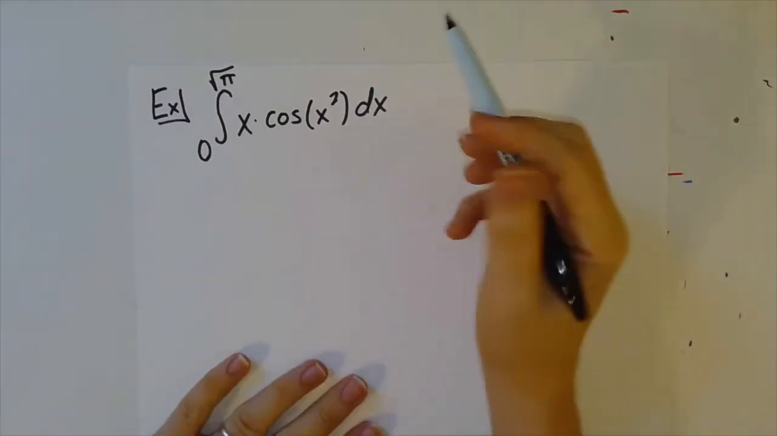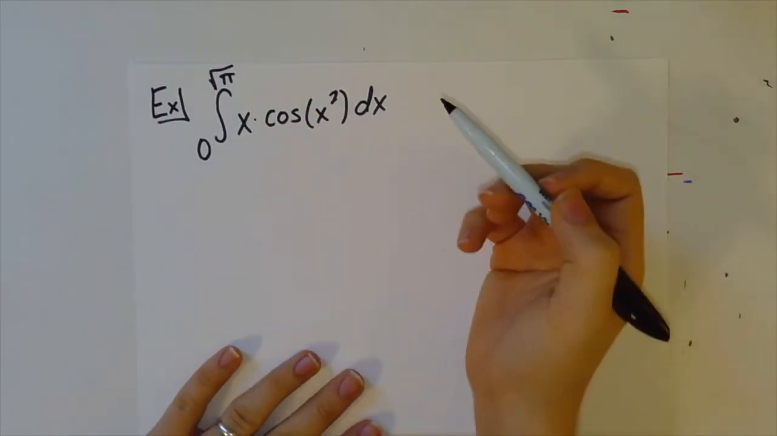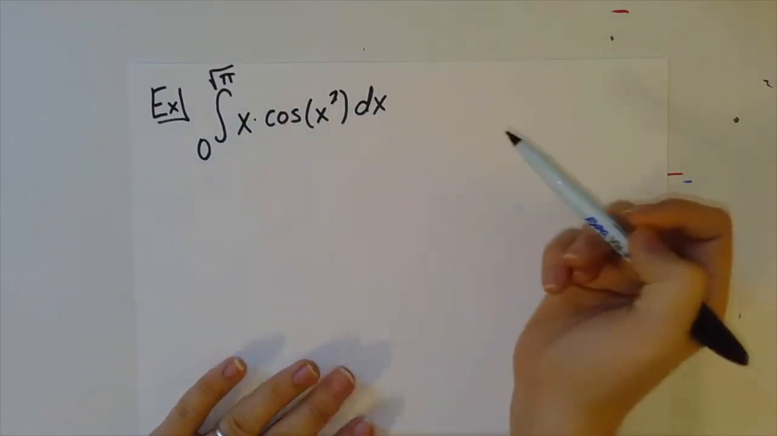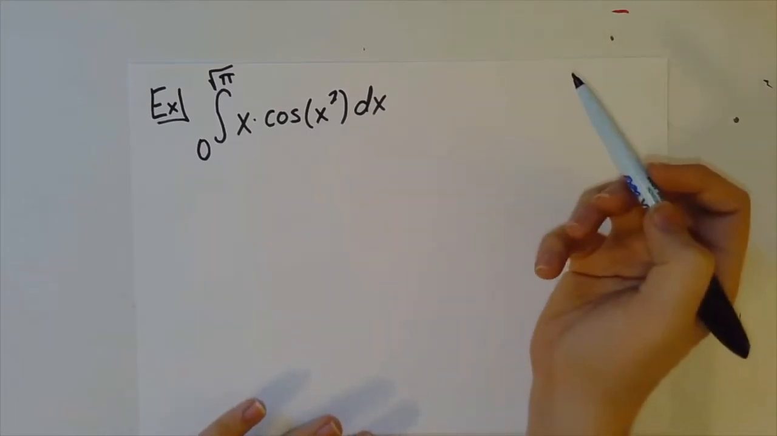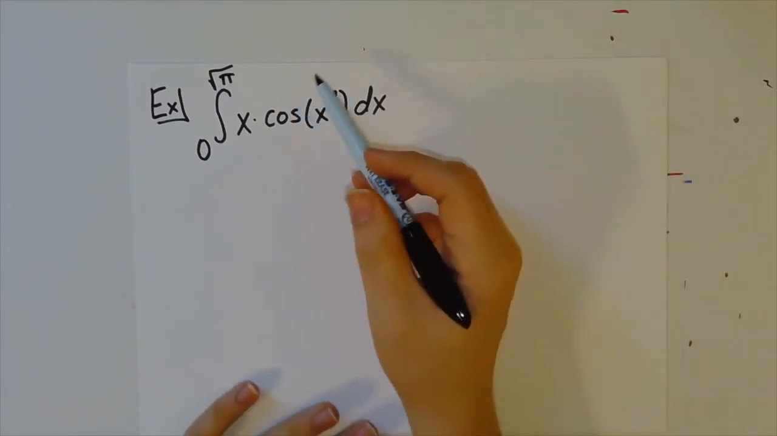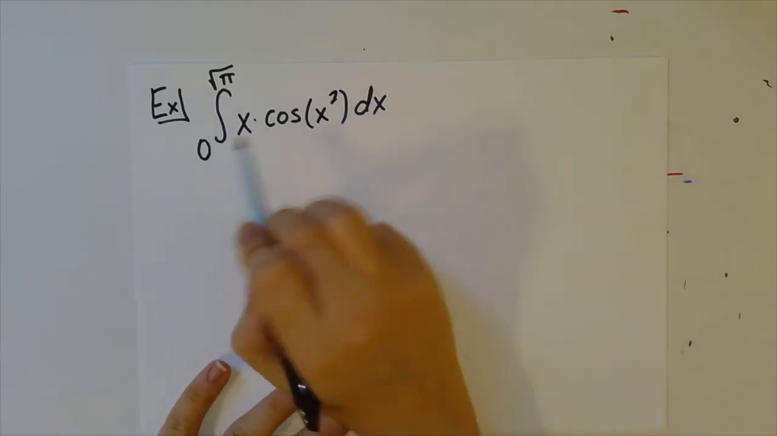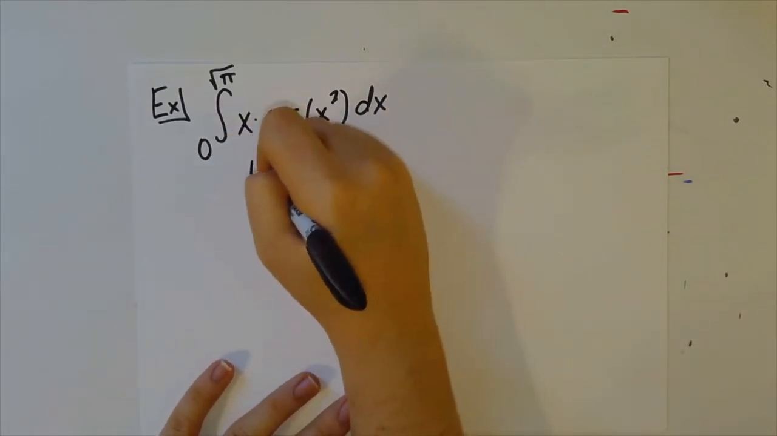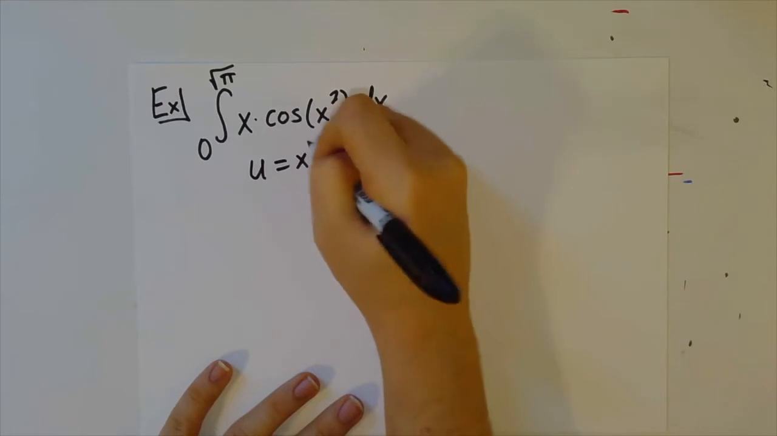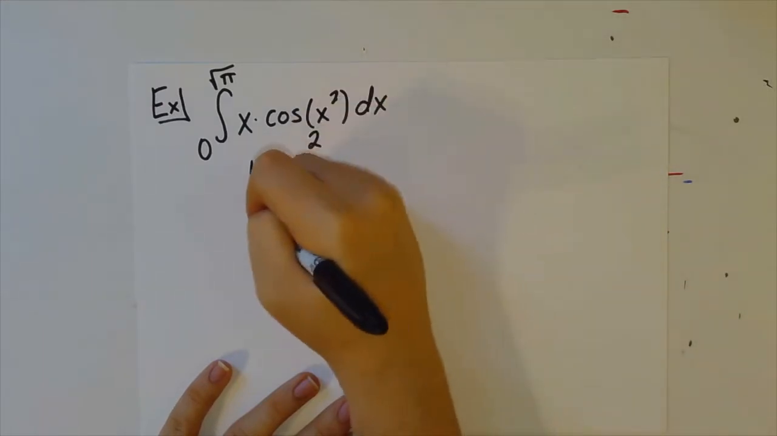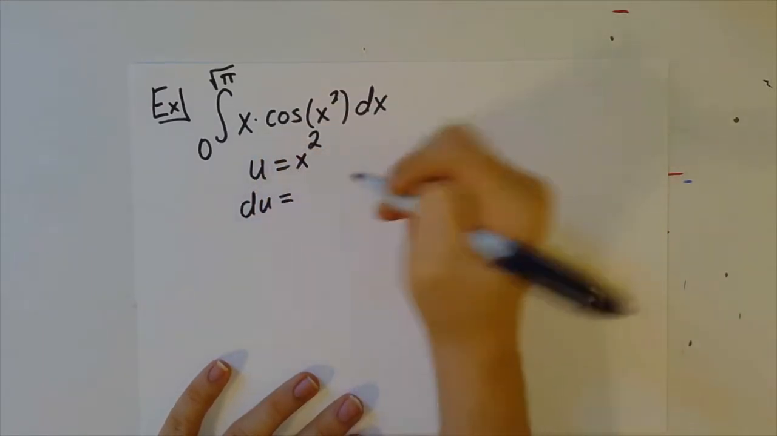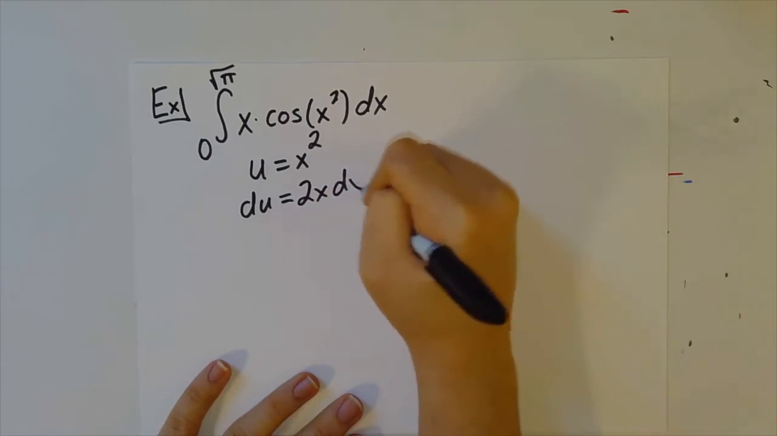First one for today, I want to look at the integral from 0 to the square root of pi of x times the cosine of x squared dx. So I want to try and figure out what my u is going to be, and I think I'm going to settle on u is x squared. So then du is going to be 2x dx.